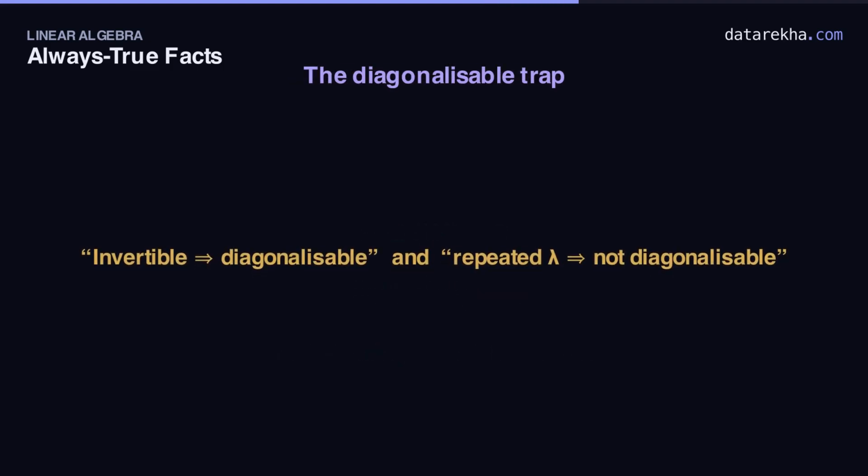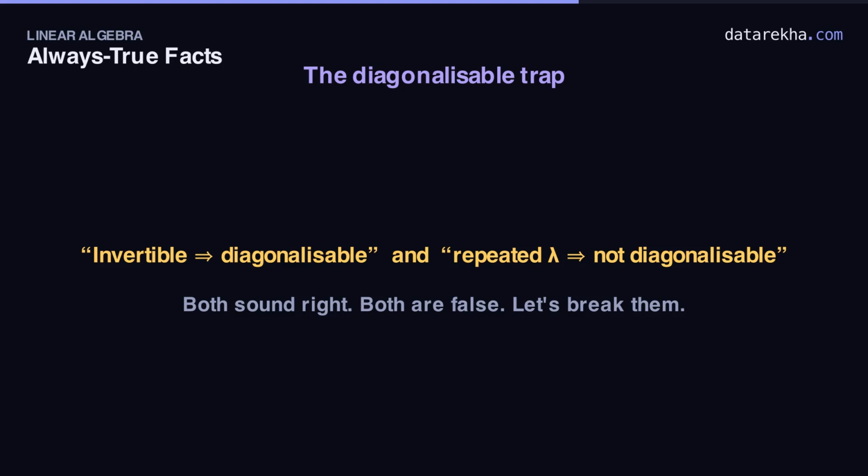Here's a second worked example, built around the fact that catches people out most often. Two tempting claims: that being invertible forces a matrix to be diagonalizable, and that a repeated eigenvalue forces it not to be. Both feel true. Both are false. And one counterexample each is all it takes.